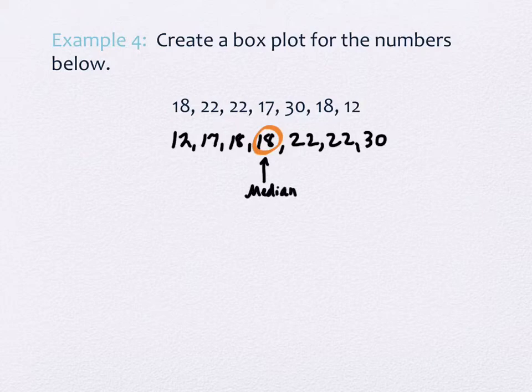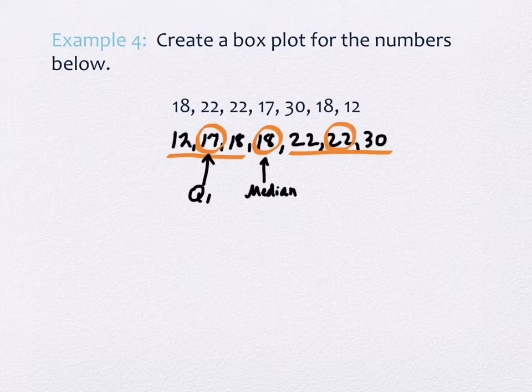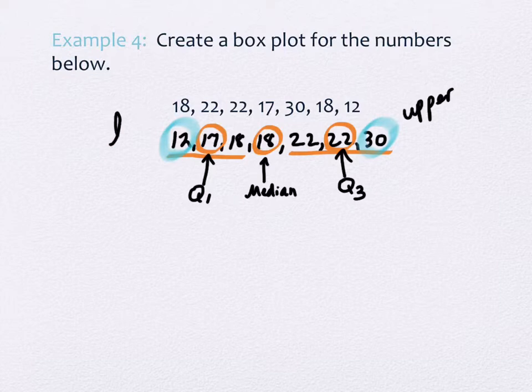Everybody good so far? All right, so we're looking at all of the values that lie below the median, and I want the middle number there, which is a 17. So the 17 right here is Q1. And I'm going to do the same thing for all the values that lie above. The middle value here is the second 22, right? It's 22. And this is Q3. And then on the ends, the 30 and the 12, these are my lower and upper extremes. This is my upper, and this is my lower.